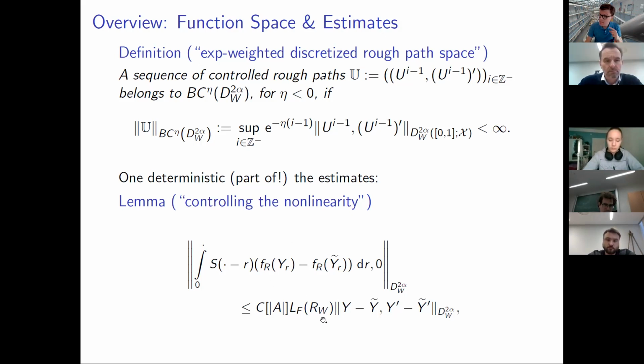You get a constant that comes from the random cutoff radius, RW. And you get actually the difference in the suitable rough path topology in this semi-norm. In this norm, actually, you can complete that to a norm. You have to put in the initial data, you complete that to a norm. After you completed that to a norm, you actually get on the right-hand side y minus y tilde.